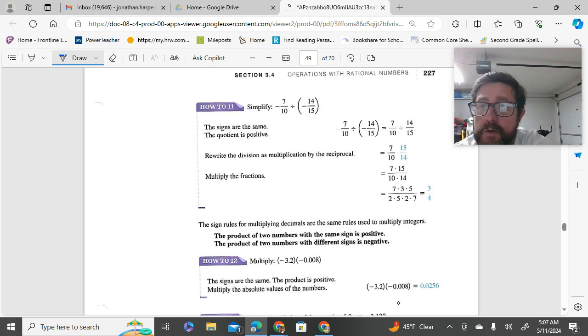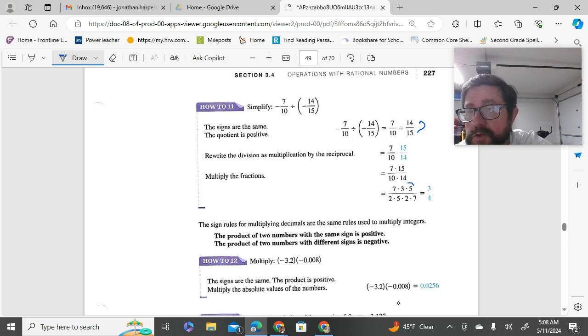So over here, what they're doing, they took away the negatives because it's going to be a positive anyways, because it's a negative times a negative. So they do 7/10 times 15 over 14, because they flipped this, multiplying it by the inverse. So then you just do 7 times 15, 10 times 14, add a 0.